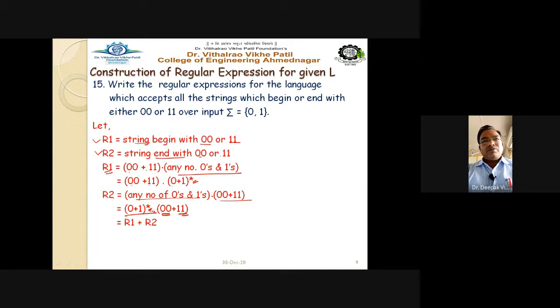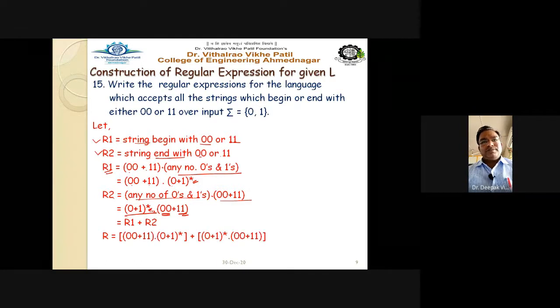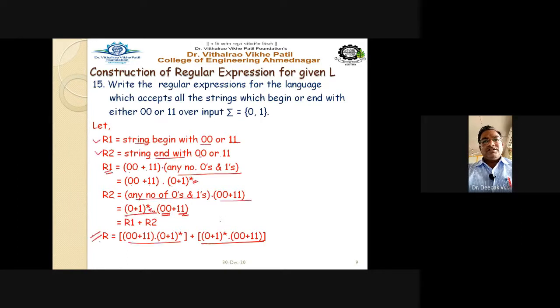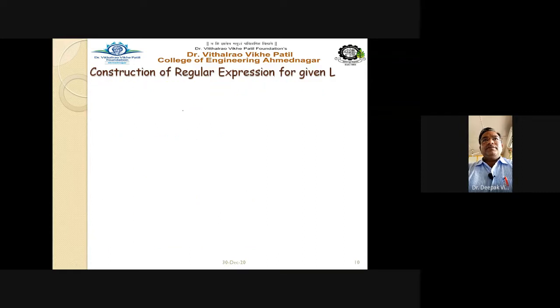So I can have R1 plus R2, I can combine it. R1 plus R2 is nothing but this. This is my R1, this is my R2, and that gives me the required regular expression, that is R equal to R1 plus R2. So this is our final answer. This is the required regular expression for the language that accepts all strings which begin or end with 00 or 11. Getting this point? Okay.